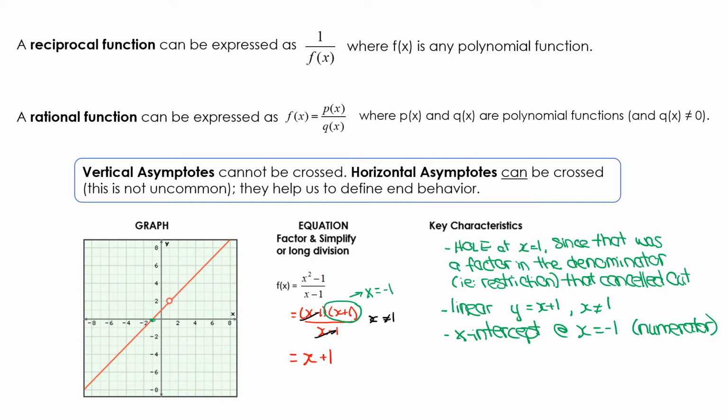Another key characteristic we usually talk about is the y-intercept. And the y-intercept in this case is, put another green dot there, the y-intercept is (0, 1), and we can get that by subbing into the original function f at 0. Sub in f at 0 into the original equation, and you're going to get -1 over -1, which is 1.